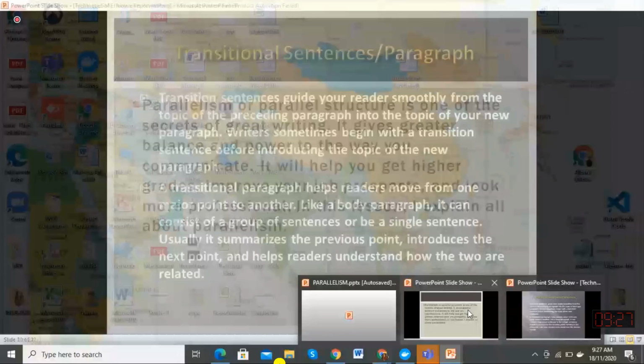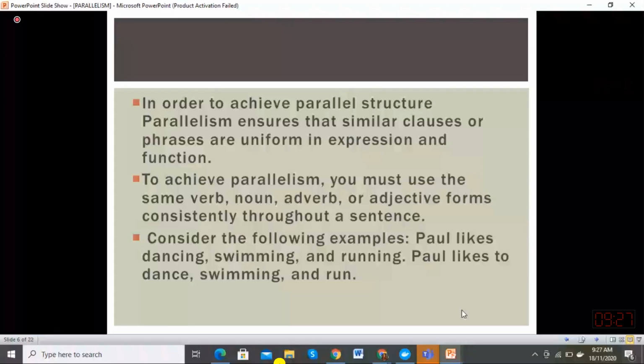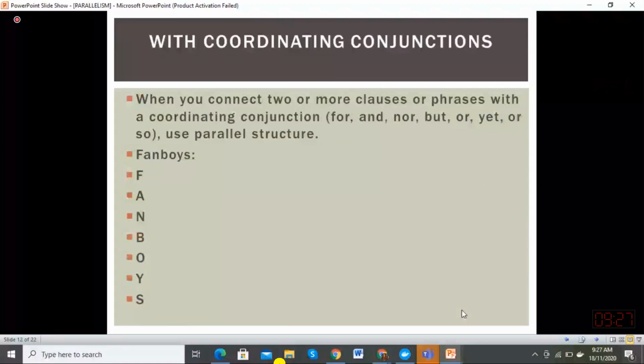Can you see the slide? Yes, ma'am. First there are coordinating conjunctions. When you connect two or more clauses or phrases with a coordinating conjunction, you can remember it as FANBOYS, which is an abbreviation of the conjunctions. F stands for for, A stands for and, N stands for nor, B stands for but, O stands for or, Y stands for yet, and S stands for so. So this is FANBOYS. These are all called coordinating conjunctions.